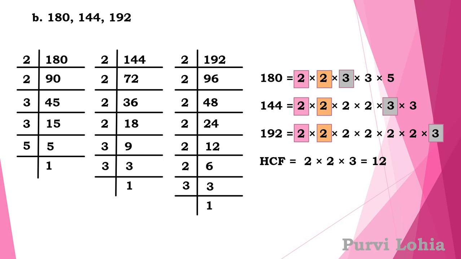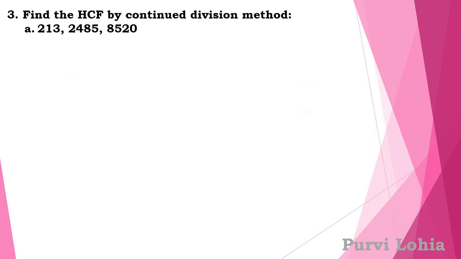Okay. Next question. Find the HCF by continued division method. 213, 2485, 8520. Okay. So what we will do? We will divide 2485 by 213 first. So when we divide it, it will go 11 times. Okay. So 11 times it will go. So it will give 2343 and the remainder will be 142.